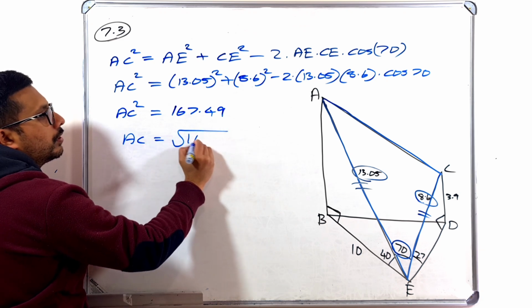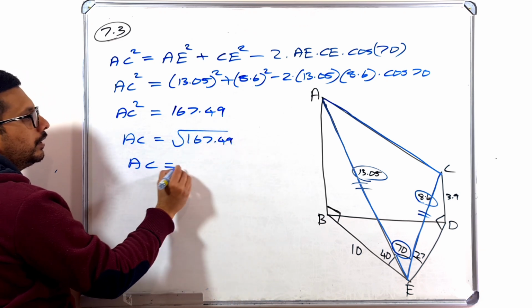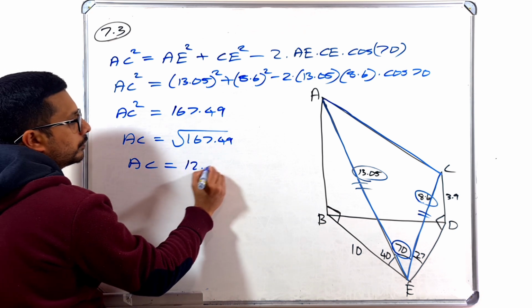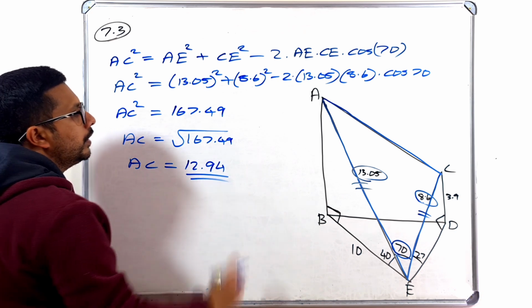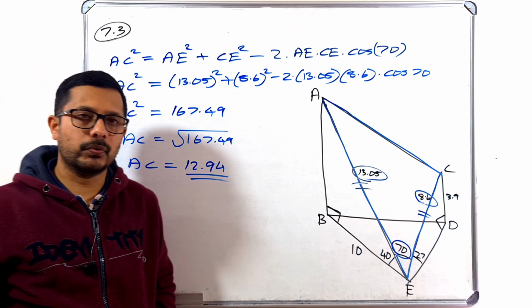Square root of 167.49, that is AC is equal to, check in your calculator, square root of 167.49, 12.94. So the length of AC is 12.94.